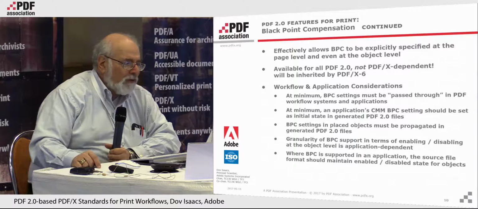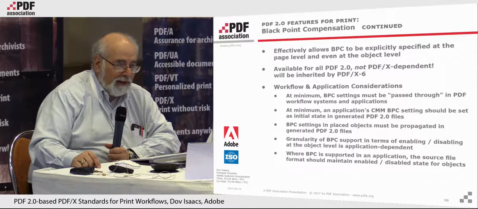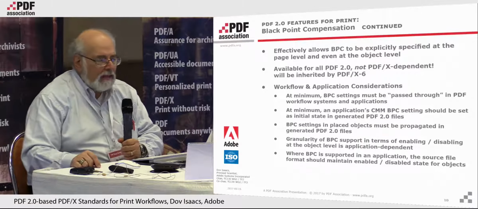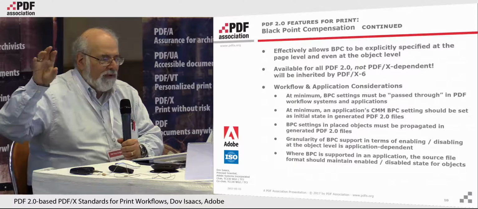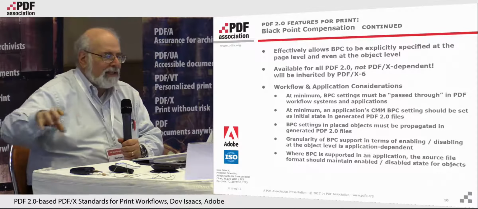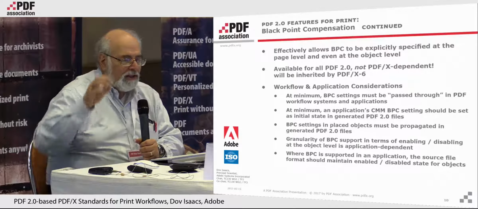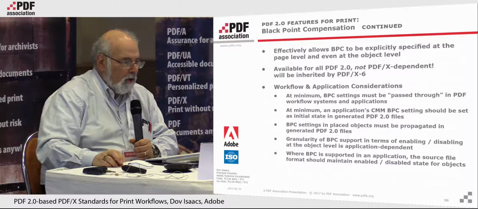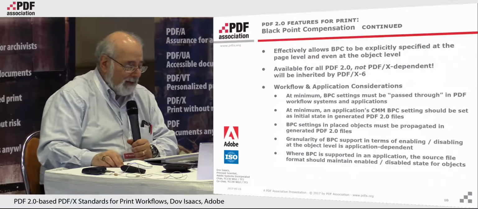Okay, well, what does this mean for workflow applications? For any of you who are developing software, at the minimum, these settings have to be passed through. So in other words, if I have something with black point compensation specified on and something with it off, and I place it in a layout program, I can't ignore it. I have to pass that through to the output, the final PDF output. So if you look at what you have to suddenly know about, you can't just ignore this. You have to pass it through. Or if you're not, you'd better warn the users about that.